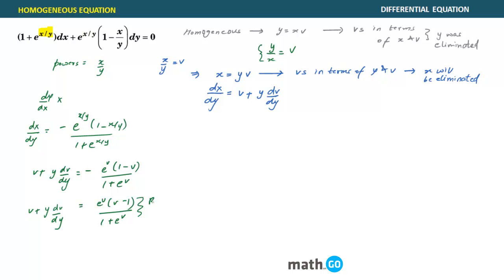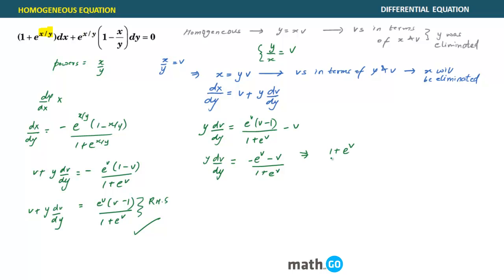Now if you see, the RHS here is completely in terms of v, that means our homogeneous step is completely fine, as I told you earlier. So if I solve this further, y dv by dy is equal to e raised to power v minus 1 plus e raised to power v, minus v, right? If we simplify this, it reduces to dv by dy equal to minus e raised to power v plus v by 1 plus e raised to power v. Now if we separate this into variable separable form, this will be 1 plus e raised to power v upon e raised to power v plus v dv is equal to minus dy by y.